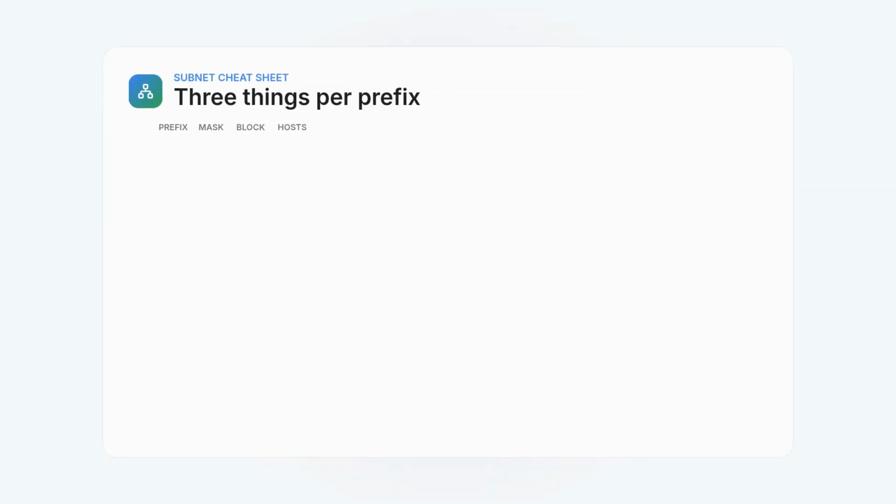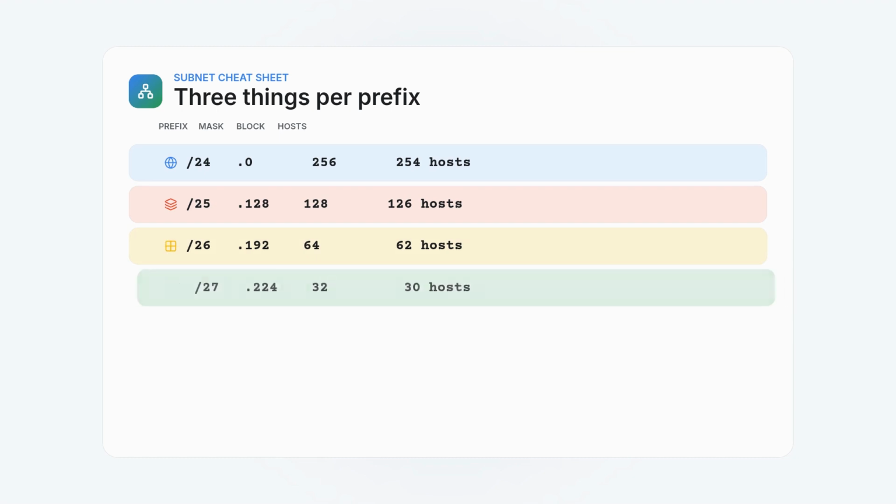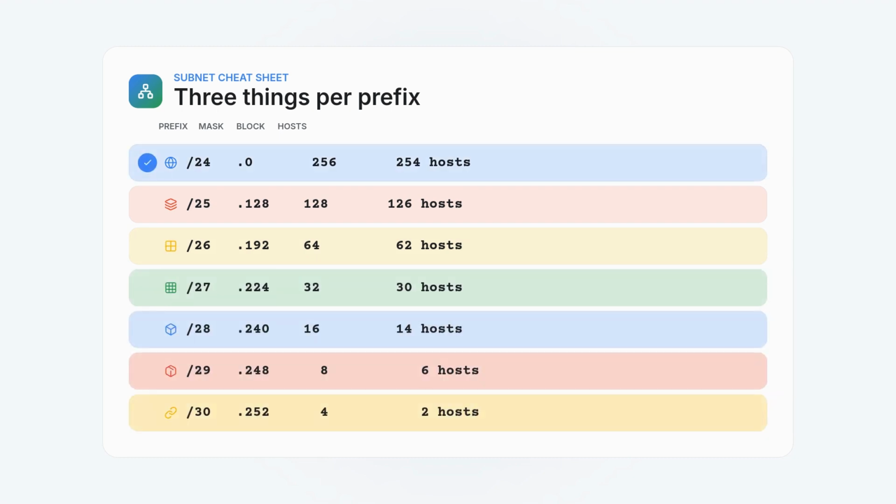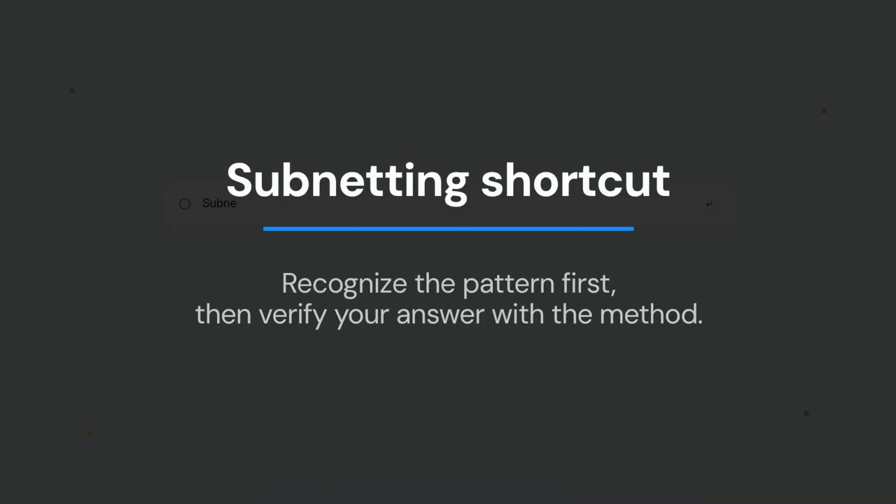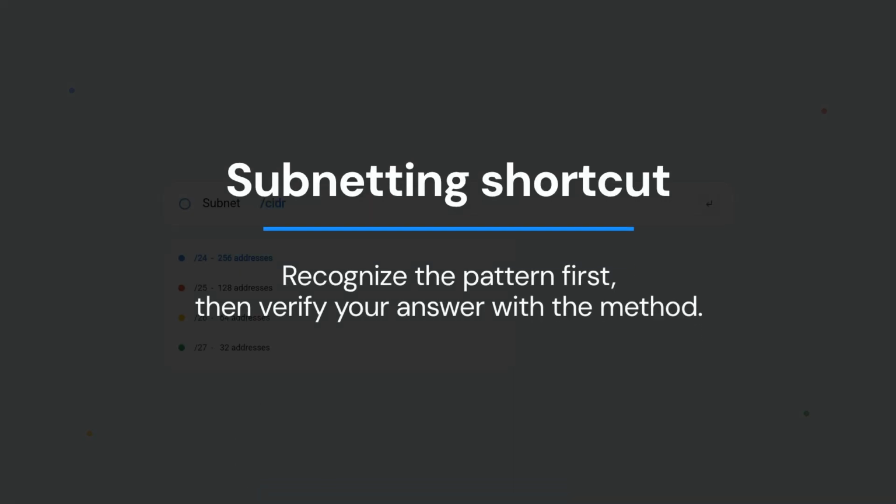You don't need a giant chart. For /24 through /30, memorize 3 things for each prefix: the mask, the block size, and the usable host count. Once those patterns are familiar, you can answer most subnetting questions by recognition first, then verify with the method.